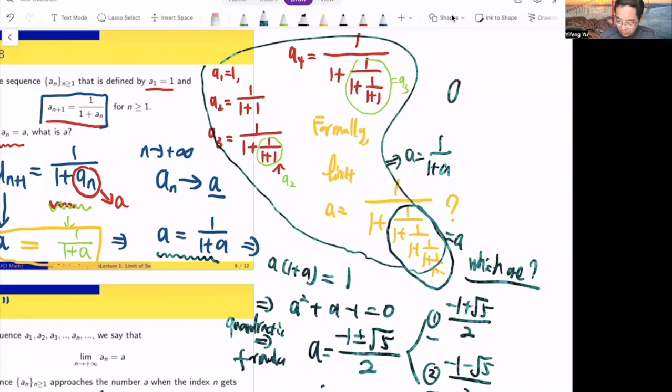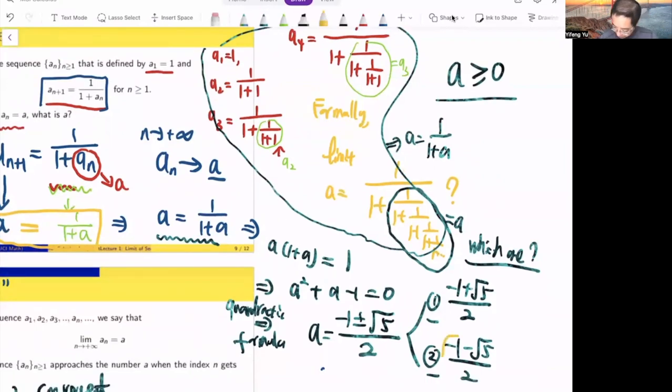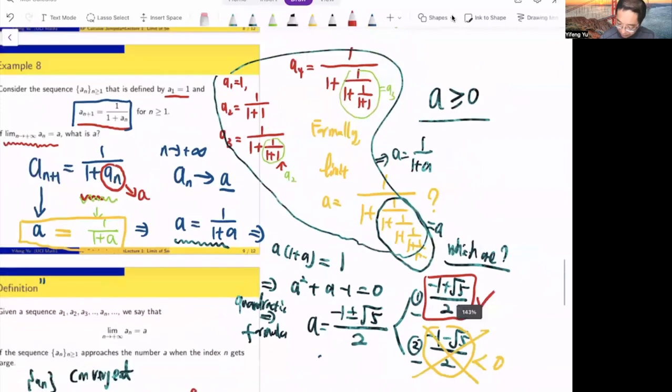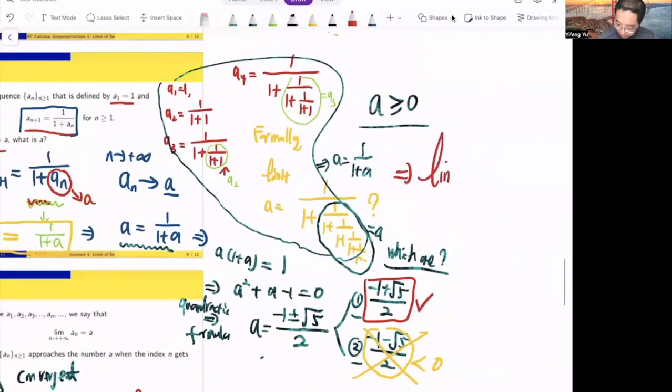Obviously, the sequence has to be positive, right? So the limit has to be non-negative, right? Because all the numbers are positive, we expect the limit to be at least non-negative. A sequence of positive numbers cannot go to a negative number. When you look at these two numbers, this one is less than zero, which is impossible. Therefore, we have only one option, which is this. So this is the limit. The conclusion is that the limit of this sequence, a_n, equals the square root of 5 minus 1, divided by 2.